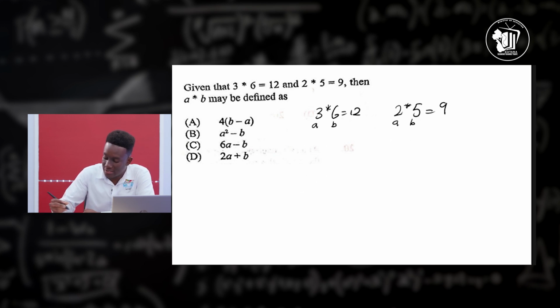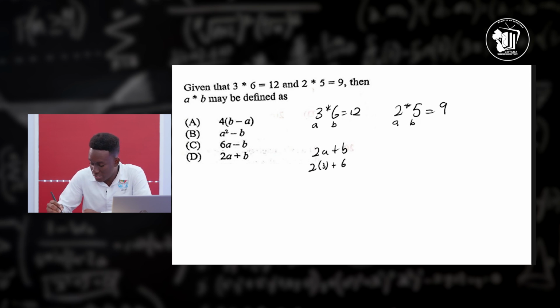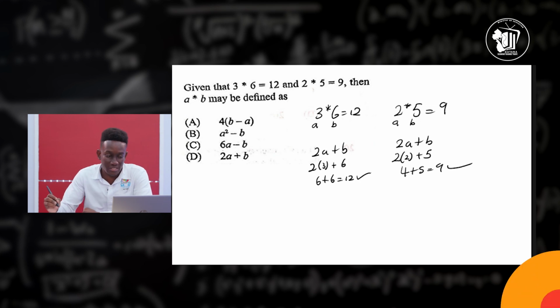Let's try D. So 2A plus B. So this will be 2 multiplied by A, which is 3, plus B, which is 6. So 2 times 3 is 6 plus 6 would indeed give me 12. So this checks out. So let's write 2A plus B for this side. So 2 times A, in this case, A would be 2, plus B, which would be 5. So 2 times 2 would be 4 plus 5 is equal to 9. So this checks out. So the answer is D.